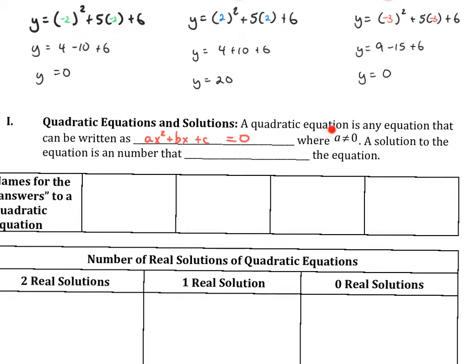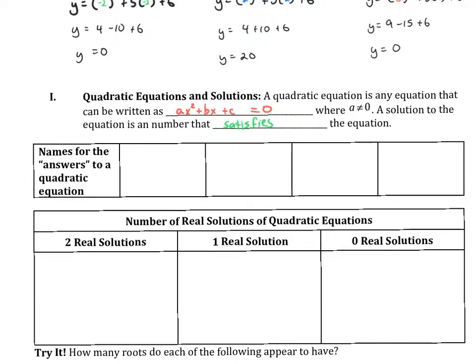Notice that this is an equation, not a function. A function would have a y here, and this equation doesn't. Exactly one variable, and where a cannot be 0, because if a were 0, it would be linear. A solution to the equation is a number that satisfies the equation. That's the word we use, satisfies the equation. So it's a number that you plug in, and then it works.